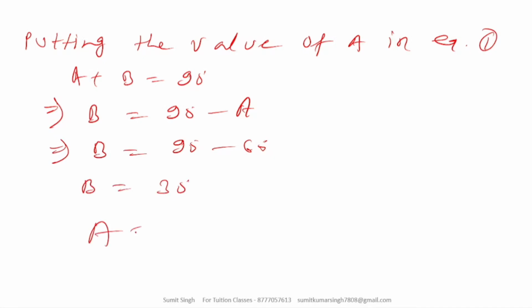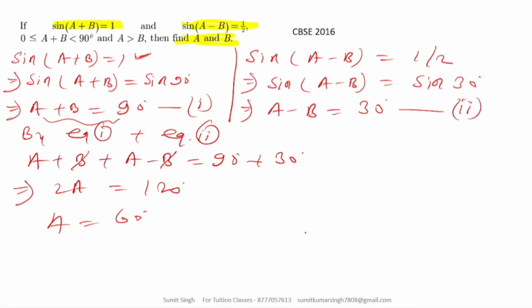So we can say the value of a is 60 degrees and the value of b is 30 degrees. These two will be our answers for this question.